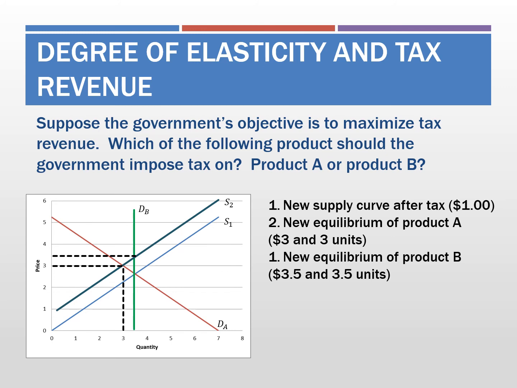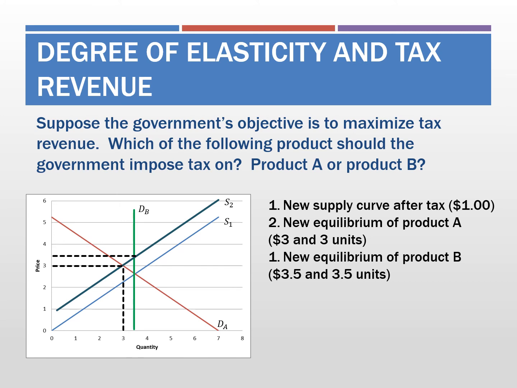So with this example, I want you guys to think about how much tax is going to be collected in these two cases. So first of all, you want to understand how to calculate the tax revenues from this graph. The tax revenue is basically the total amount of tax per unit, in this case $1, multiplied by the total number of transactions in the market, which is the equilibrium quantity. So for product A, you can see that the tax amount is always $1, and the total quantity being transacted in the market is 3 units. So the total tax revenue in product A market will be $1 times 3, which is $3.